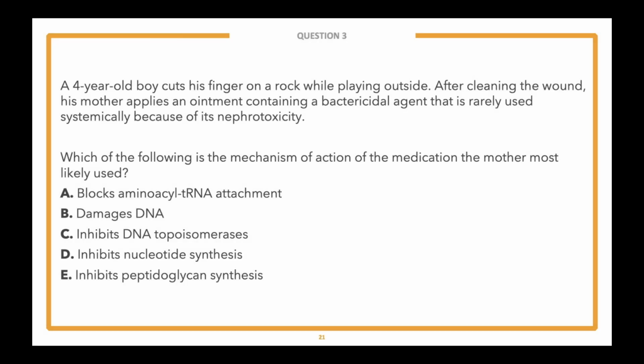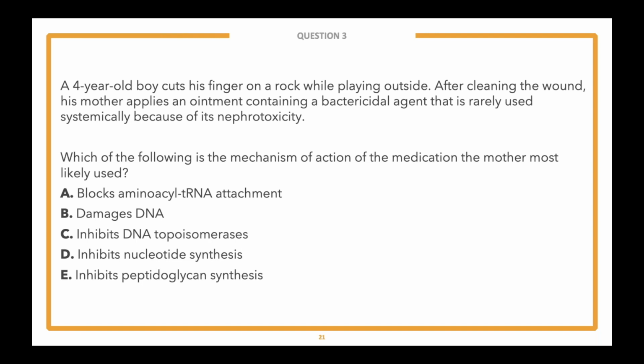All right, thanks, Sean. So again, for this one, we'll think first about how many steps we need to approach with this. I think this is certainly going to be at least a 2-step question, where we need to figure out what the medication is, and then the mechanism of action of that particular medication.